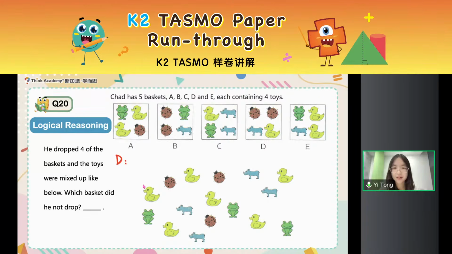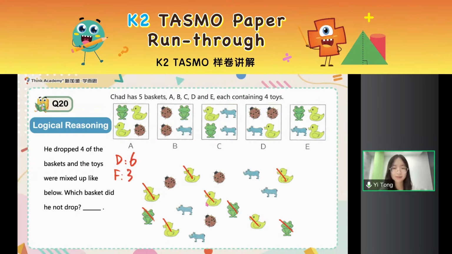Ducklings, we have 1, 2, 3, 4, 5, 6. So 6. Now, let's see, what's the next one? We have the, I like the froggy. So 1, 2, 3. Right, 3.